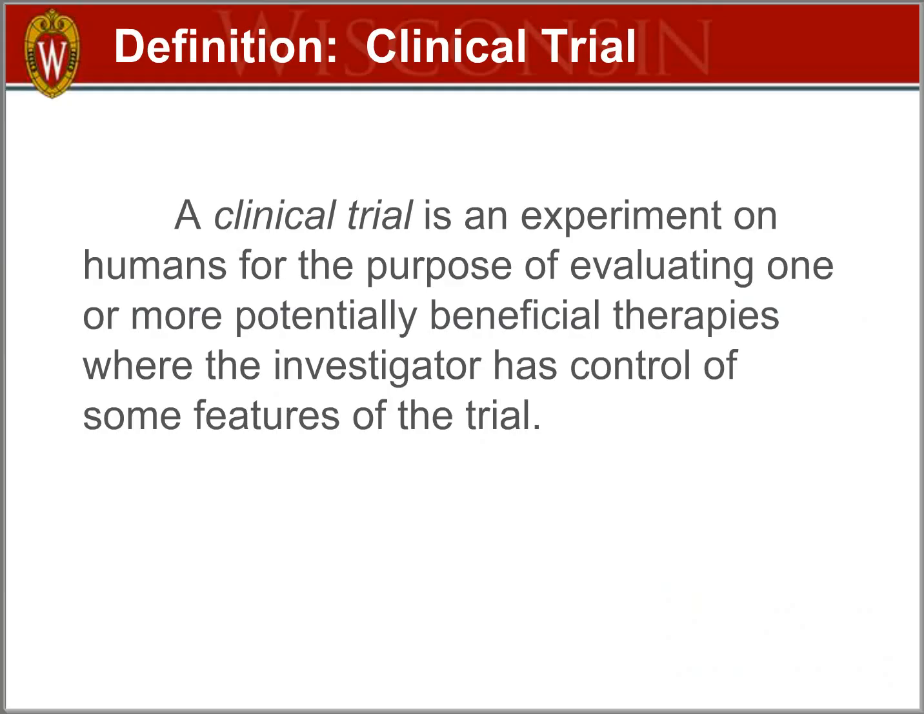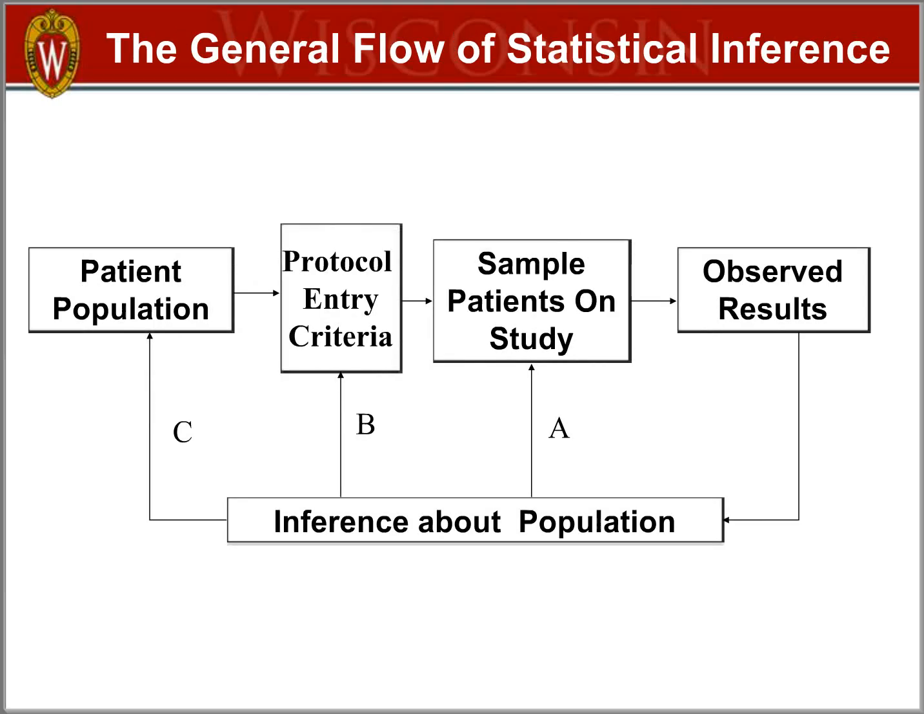To define a clinical trial, it's an experiment in humans for the purpose of evaluating one or more potentially beneficial therapies where the investigator has control of some aspects of the trial as he's designed it. In this slide, I've indicated a general flow of the inference we want to make from the studies we conduct. On the left-hand side, I have a box labeled patient population. This is the population we ideally have in mind about evaluating whether the therapy would be useful for that population.